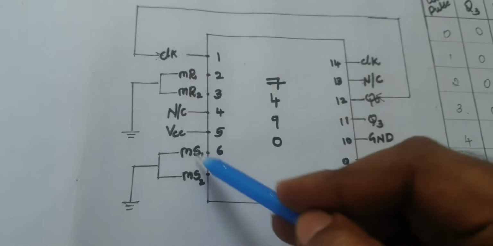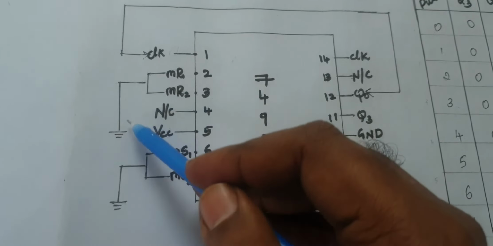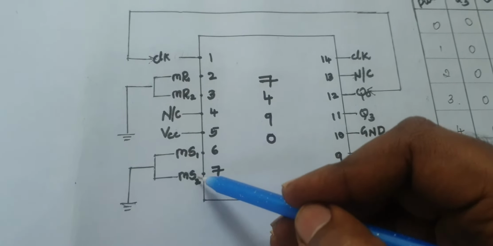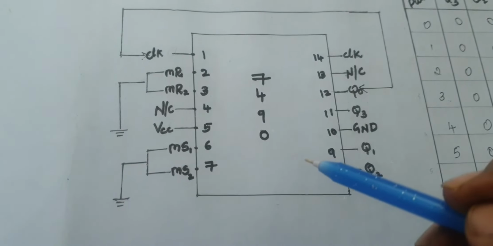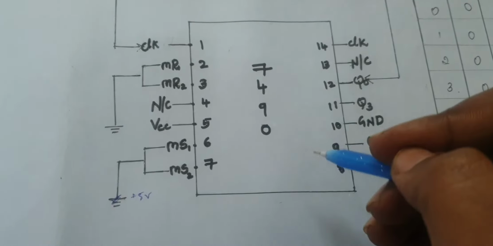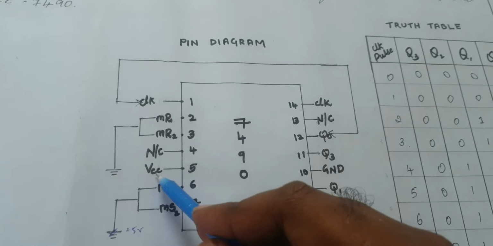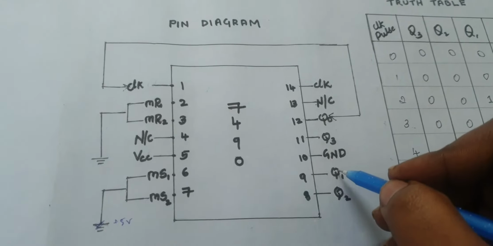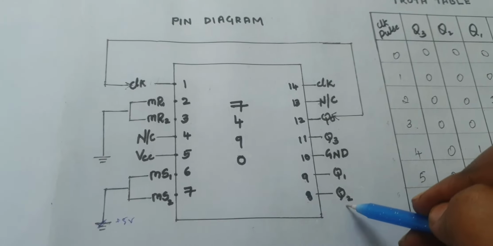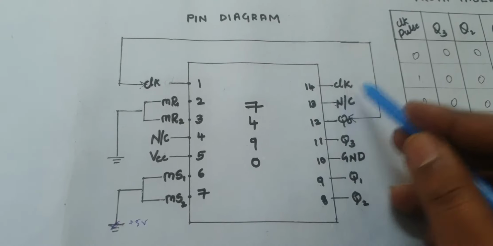So if any pin is connected to MR1 and MR2, it means that it is connected to 0, or it is grounded. If it is connected to 6th and 7th, which represent MS1 and MS2, it is set. So this is actually the power supply, this is plus 5 volts. Now 4th is no connection, no pin is connected there. 5th is VCC. Here we have 12th pin as Q0, 9th pin as Q1, 8th pin as Q2, 11th pin as Q3, 13th pin is no connection, and 14th pin is clock.